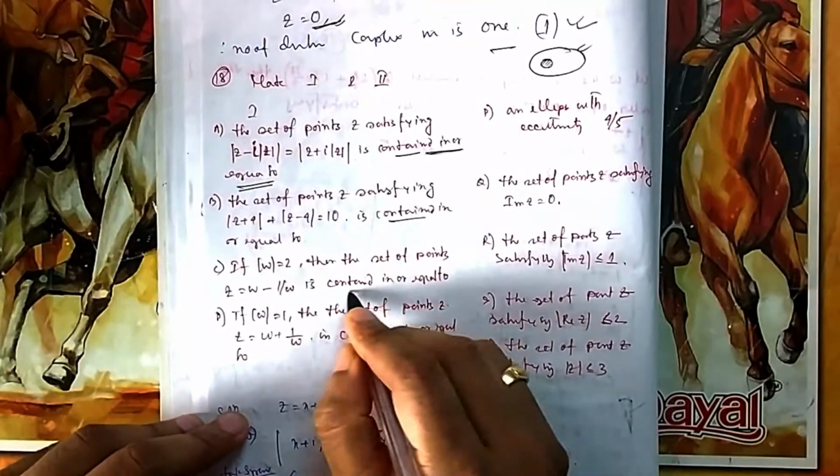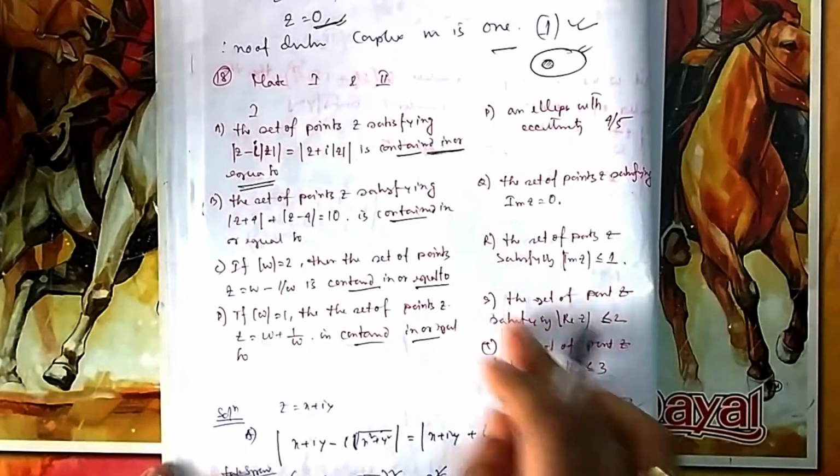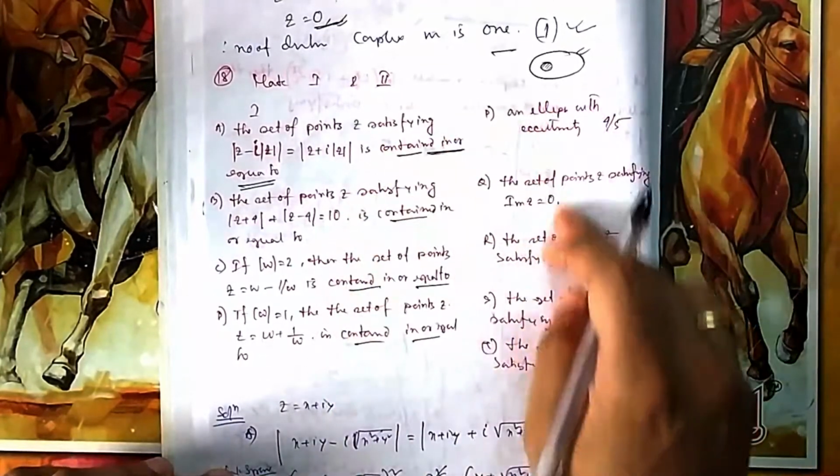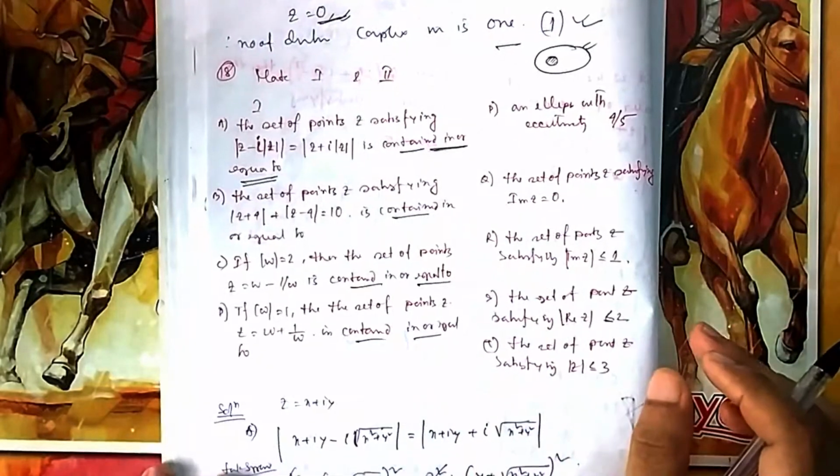Everywhere, it is contained or equal to. So you have to see all this area, and you have to see what area you are getting, that should be inside that area. If it is equal, then it is okay. If it is inside also, that will also be the answer.